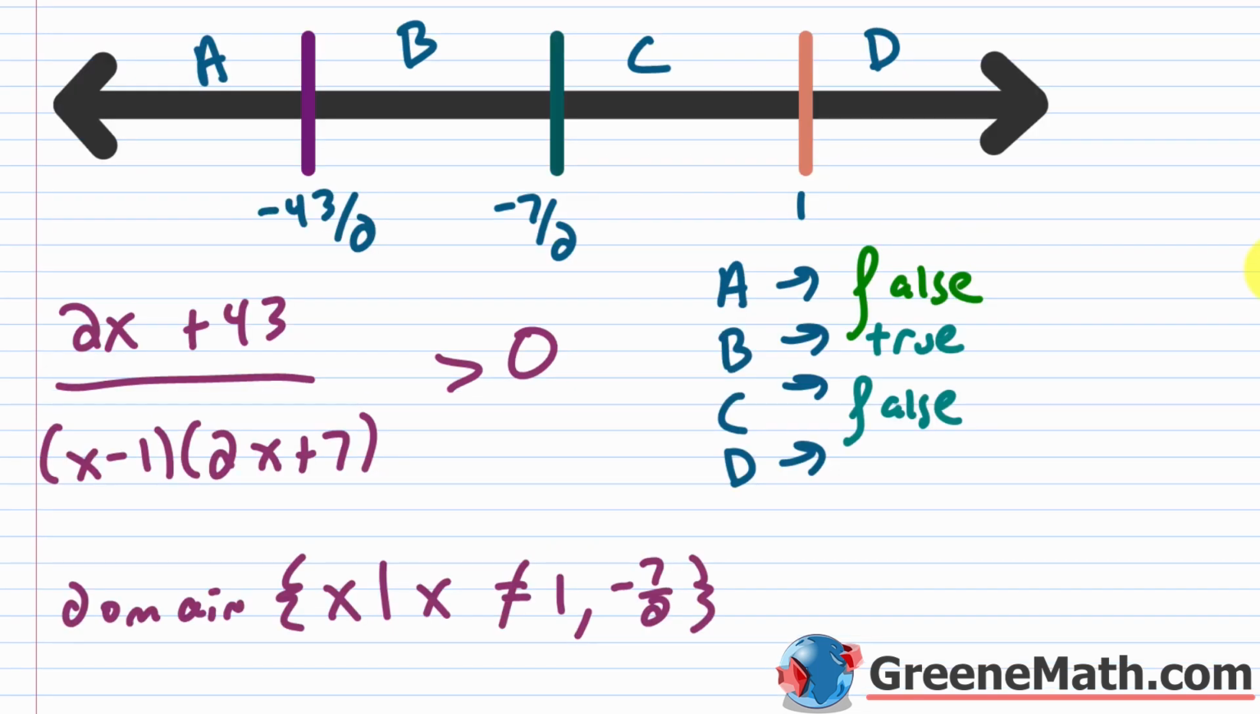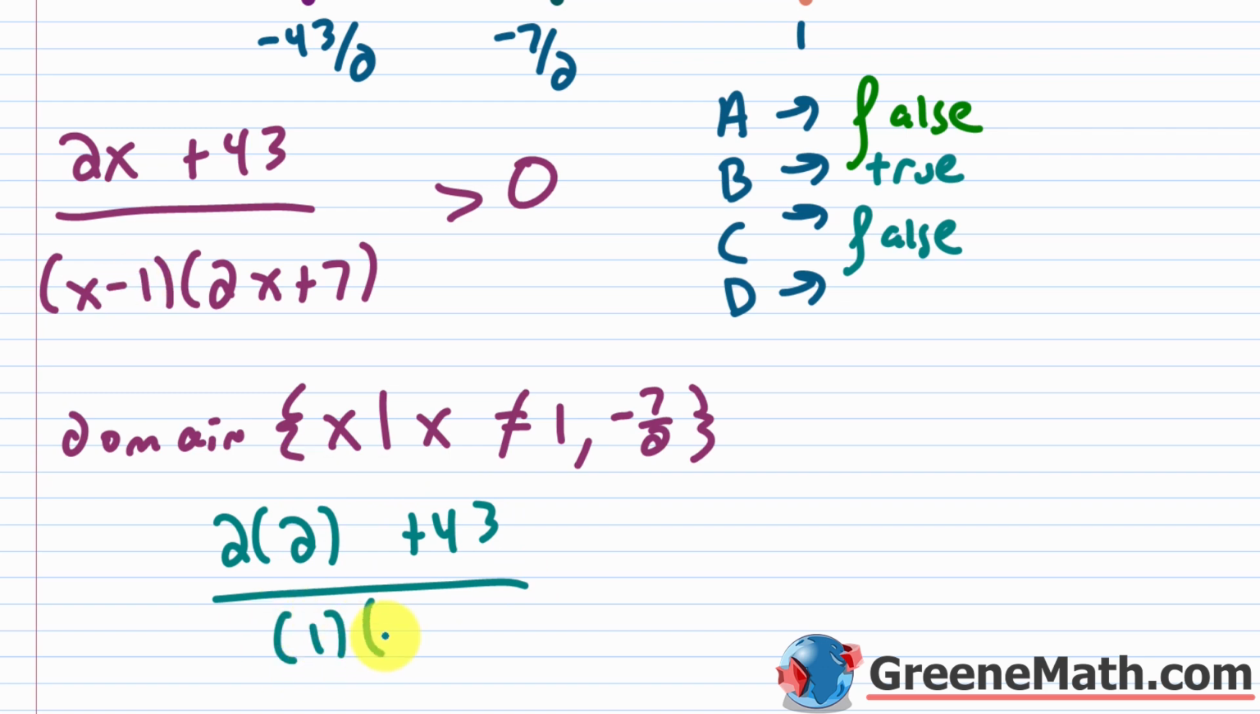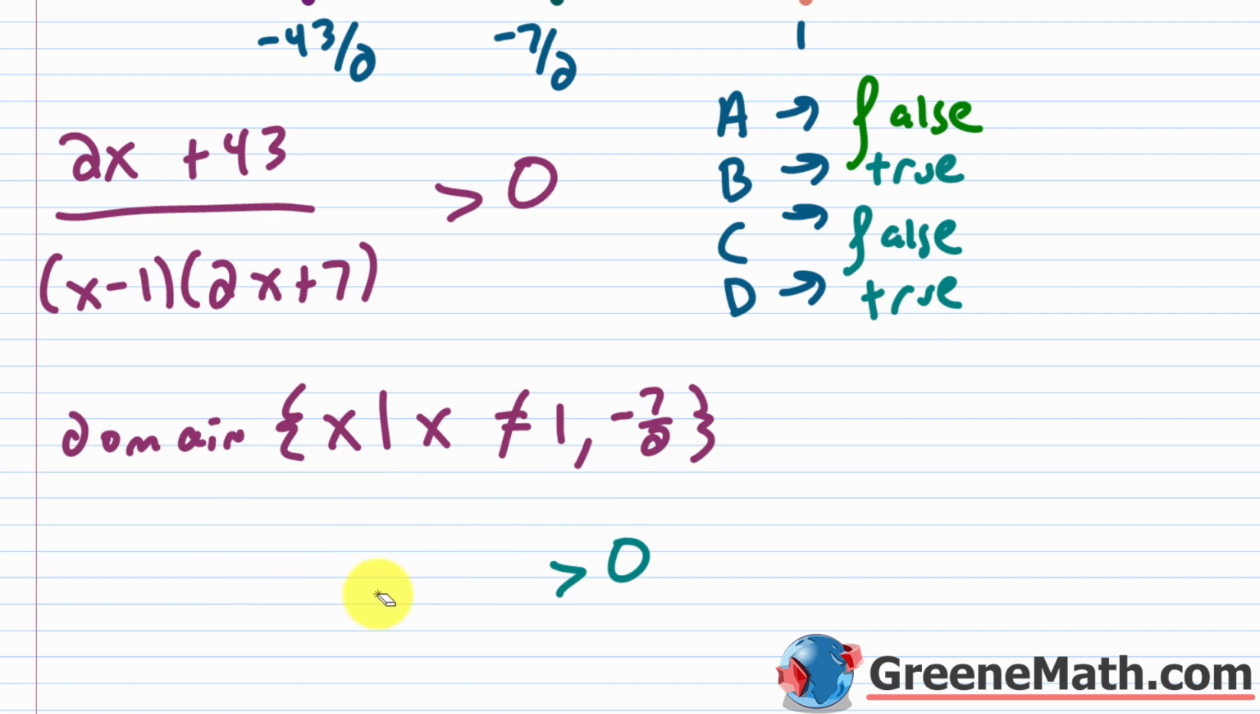Okay, then lastly for D, you just need to pick something that's greater than 1. Let's just pick 2. So you'd have 2 times 2 plus 43 over 2 minus 1, which is 1, then times 2 times 2 is 4 plus 7 is 11. Again, without going through and cranking this out, you know this is going to be greater than 0 because you're going to have a positive over a positive, and that's always greater than 0. So let's just say this is true. In case you're curious, 2 times 2 is 4. 4 plus 43 is 47. So this would be 47 over 11. And of course, that is greater than 0.